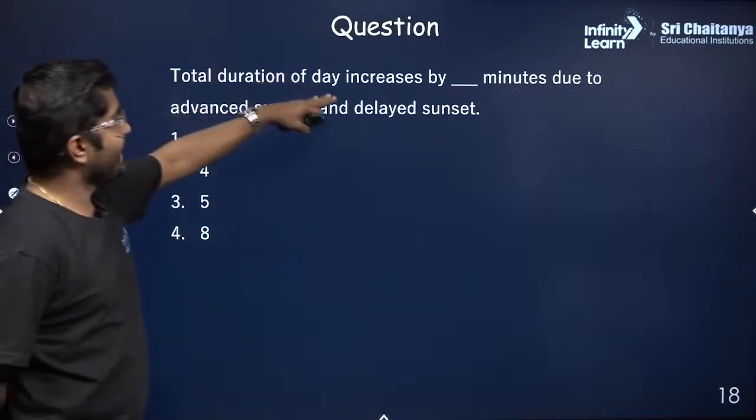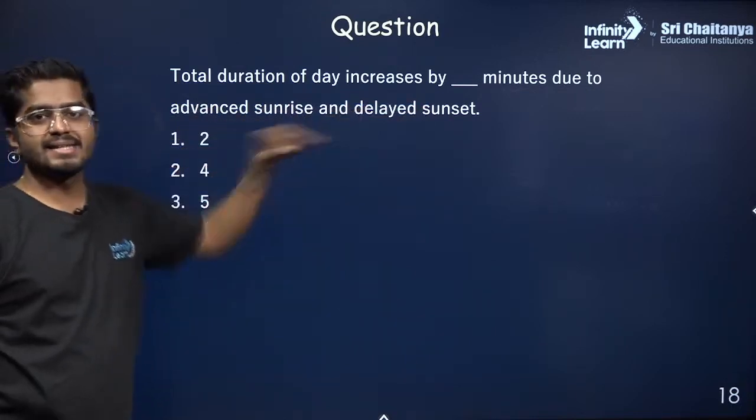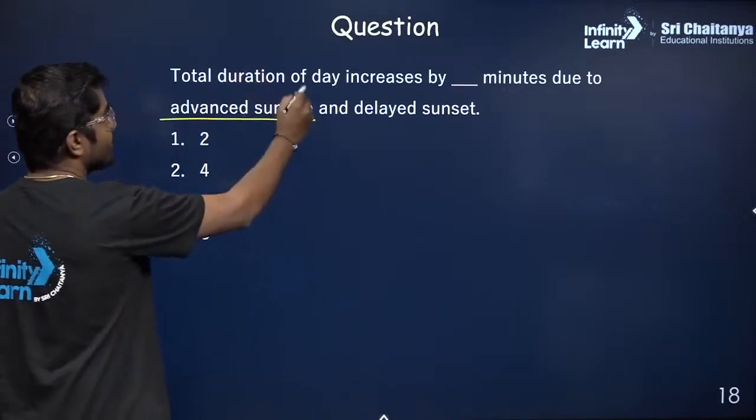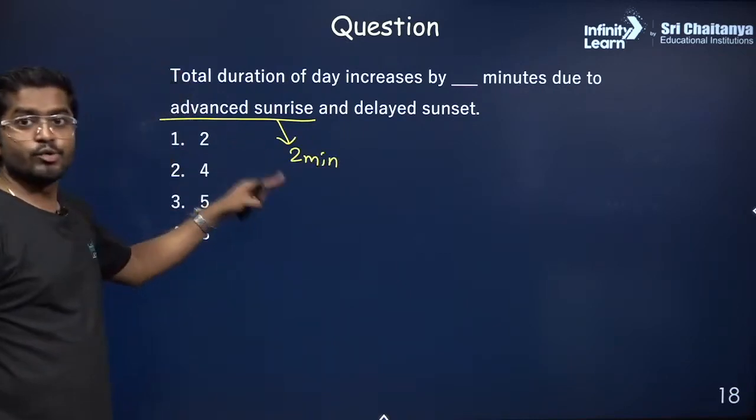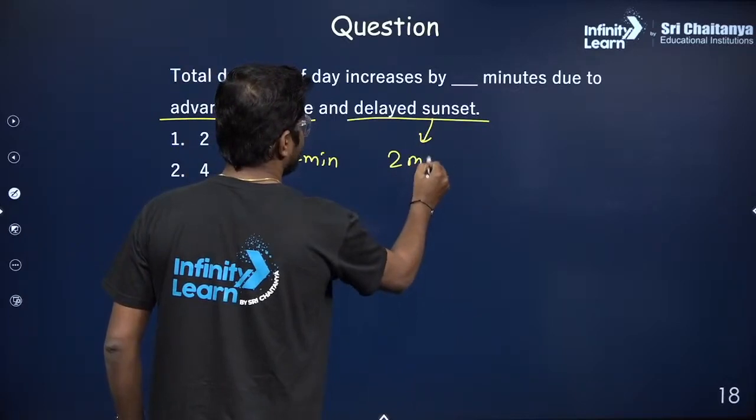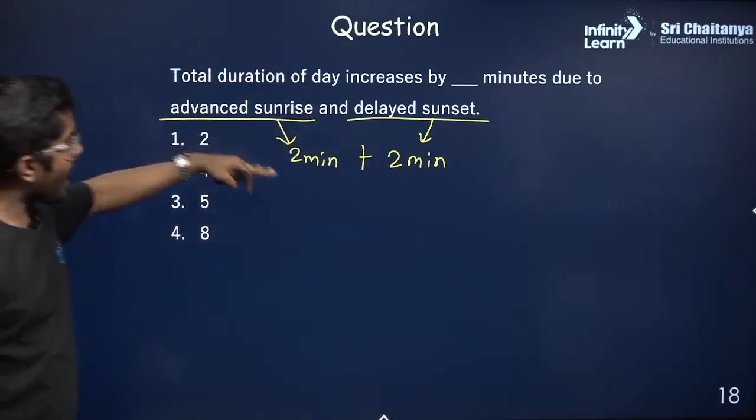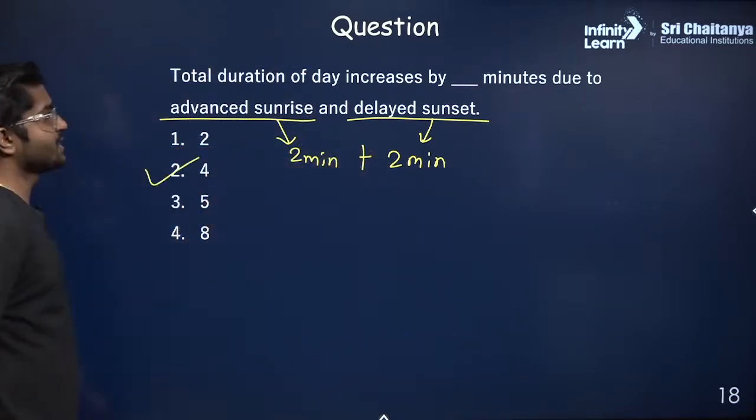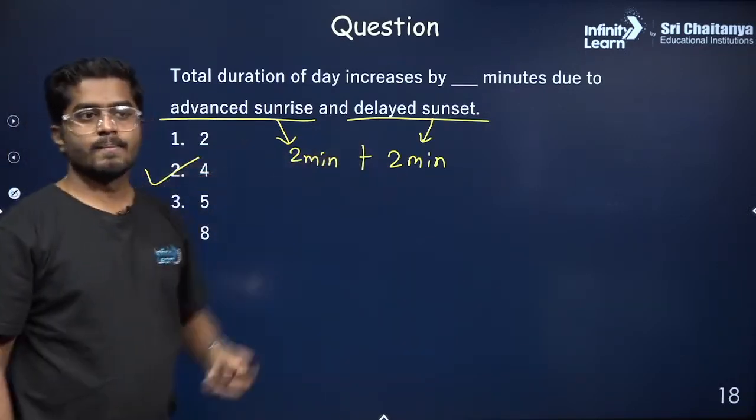Total duration of the day increased by dash minutes due to advanced sunrise and delayed sunset. So due to advanced sunrise, the duration of the day will increase by 2 minutes, correct? And due to delayed sunset, the duration will increase by 2 minutes. So the total duration would be the addition of these two. If you add these two, the total duration will increase by 4 minutes. Clear? Yes, you have to add these two.